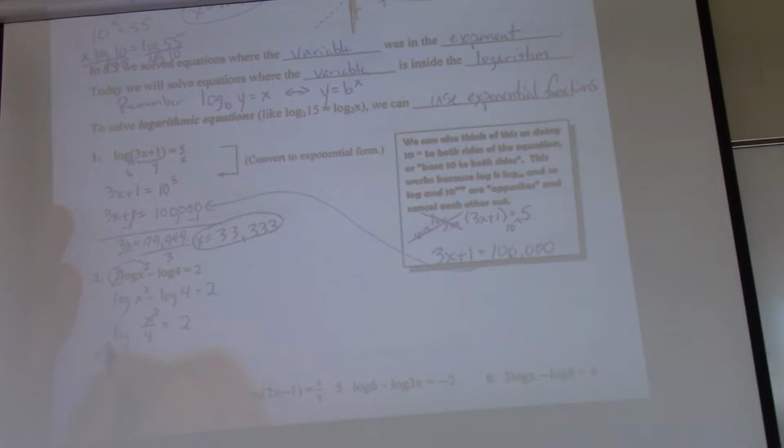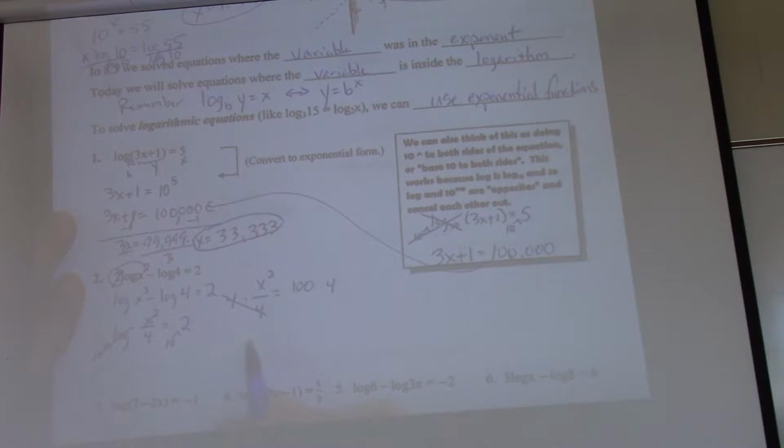10 to the power of cancels that. 10 to the power of 2. What's 10 to the second power? 100, right? So this just gives me x squared over 4, that's what's left, equals 100. Well, how do I solve that? Yup, divide. Times it by 4, right? We got to get rid of this 4 first, so let's times both sides by 4. Those cancel. x squared equals 400.